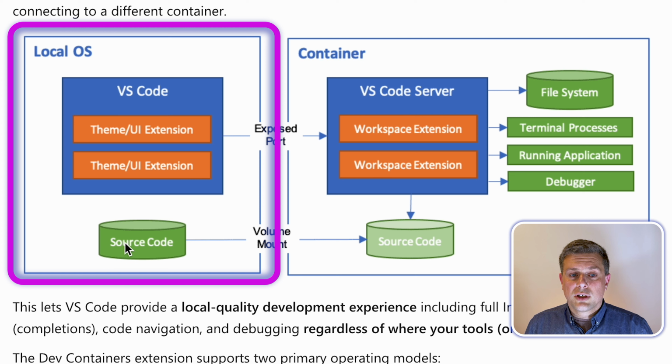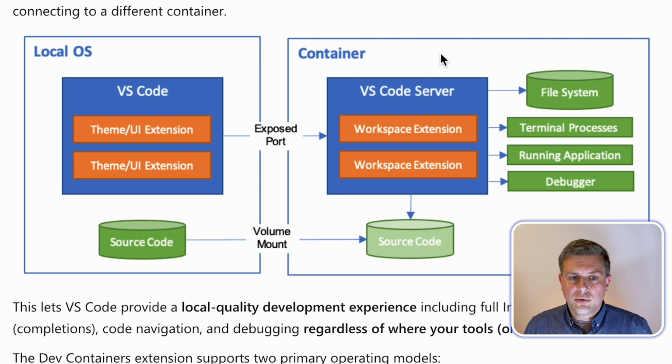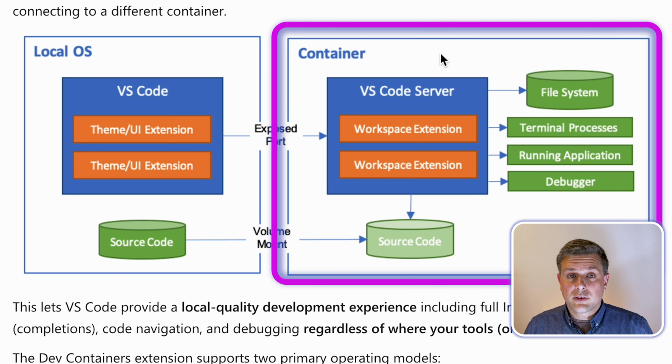With containers, there is a separation. So VS Code will run on your local machine, on your local OS. So the editor and most of the extensions that are part of the UI side of VS Code. And this VS Code editor will connect to the VS Code server that runs in a container, either on your local machine or on a distant machine. It could be either. In this tutorial, I'll show you how to run them locally.